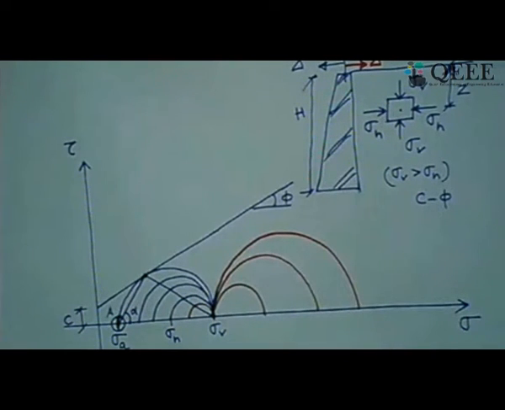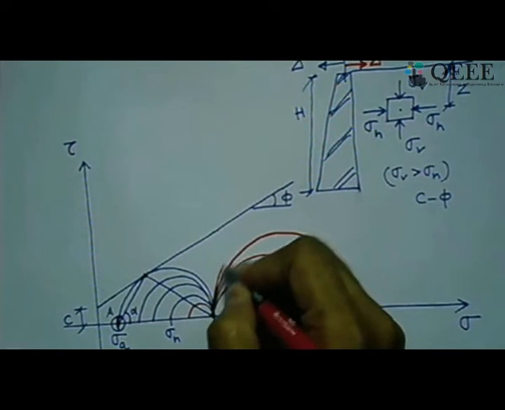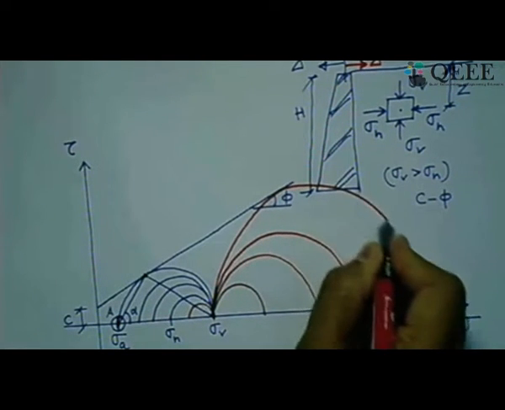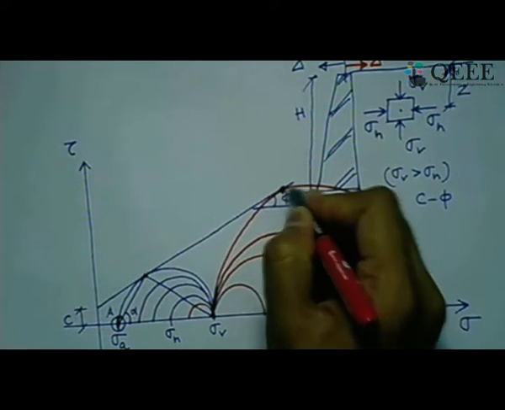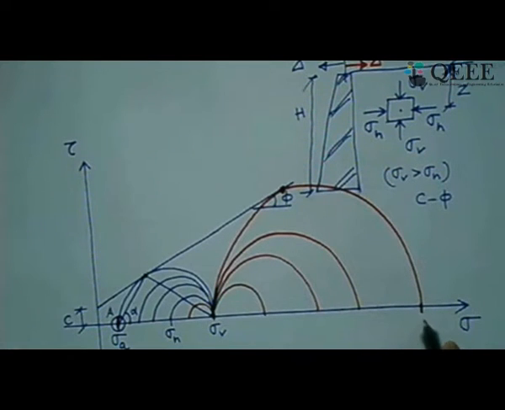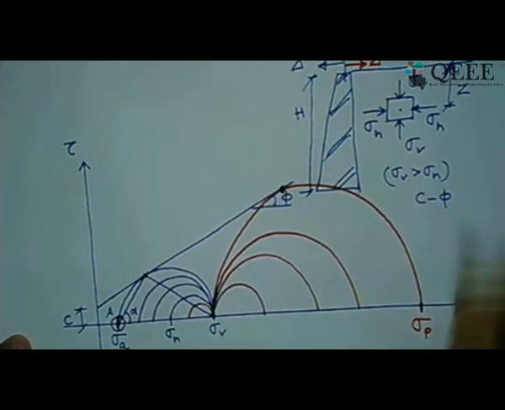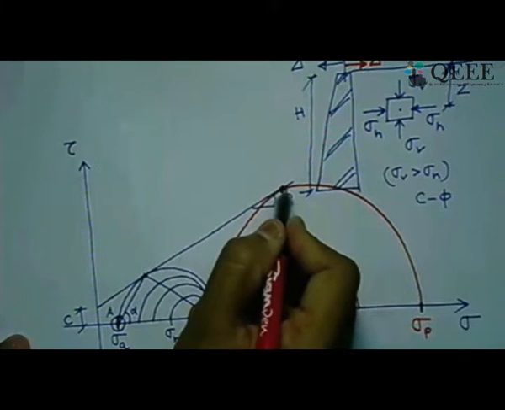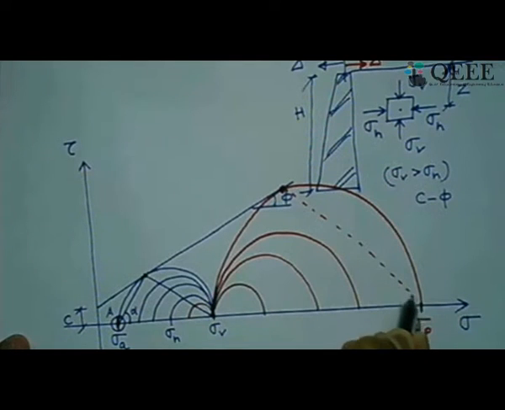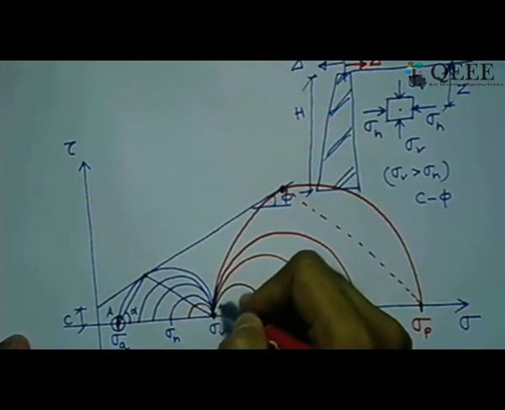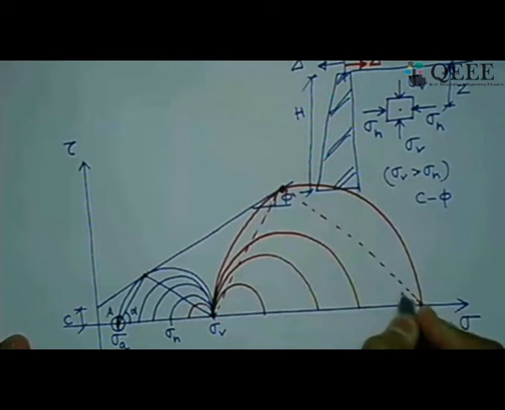It can increase until and unless this Mohr circle also touches the failure envelope. So when it touches the failure envelope over here, that gives us the plastic state, and that point here we can term as sigma P. That is, this is the lateral pressure at passive state or passive condition. Now if we connect this point with respect to this and with respect to this, we will get the inclination here.